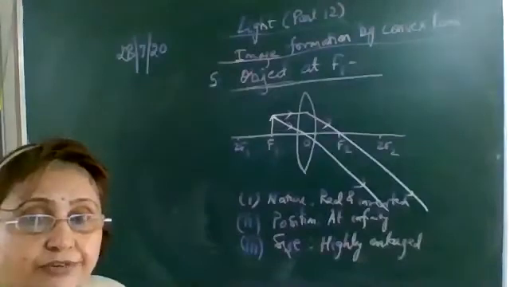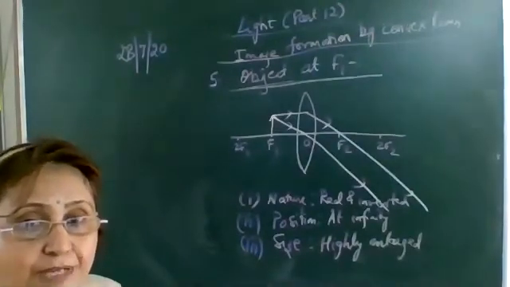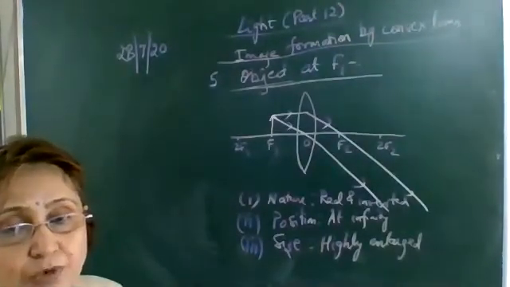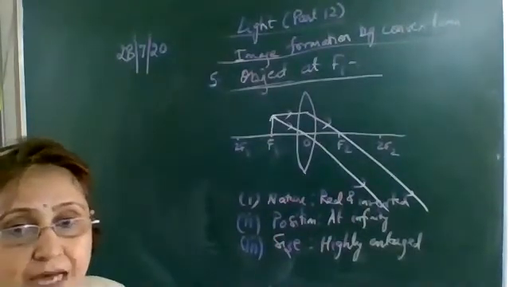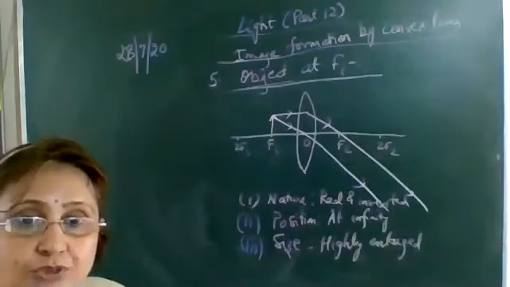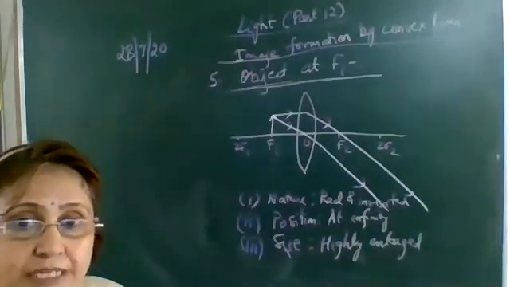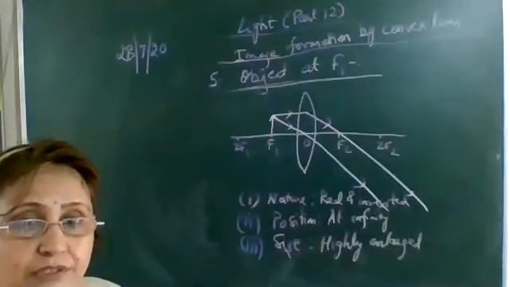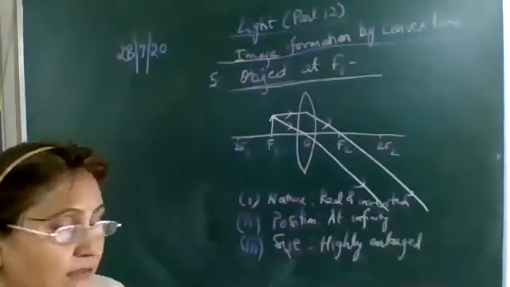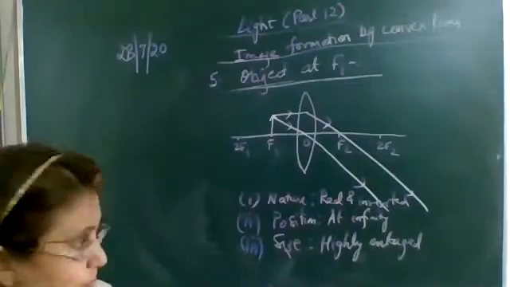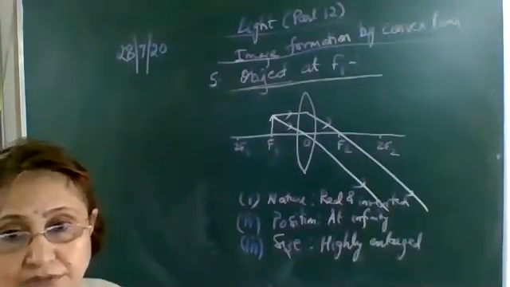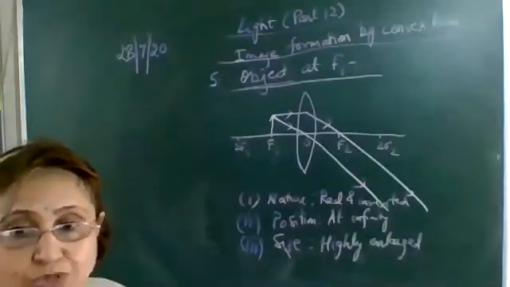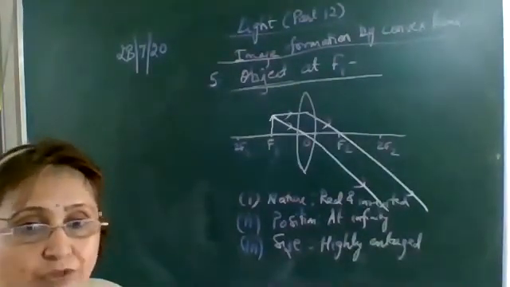Draw two incident rays, one ray parallel to the principal axis, the other ray passing through the optical center. The one which is parallel to the principal axis will pass through F2. The second ray which is passing through the optical center will go straight. When you draw the ray diagram, you have to show that these two refracted rays are parallel to each other.